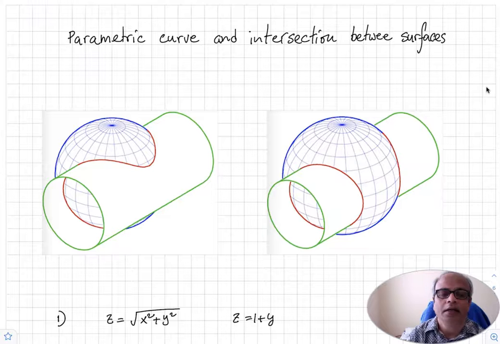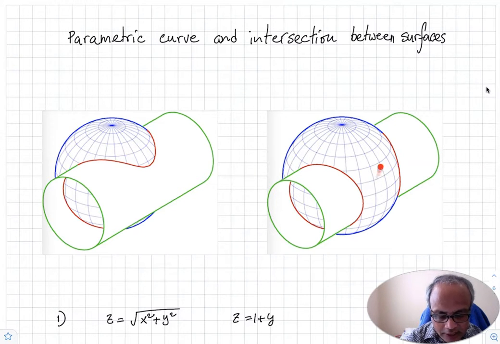Welcome back. In this lecture, I'm going to discuss parametric curves and the intersection between surfaces. Suppose that we have two surfaces. In those pictures, I have a cylinder and a sphere. The cylinder and sphere intersect on the red curve. If we visualize it, you can see that this red curve, which lies on the sphere, also lies on the cylinder.